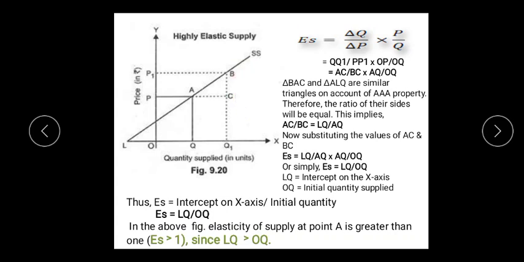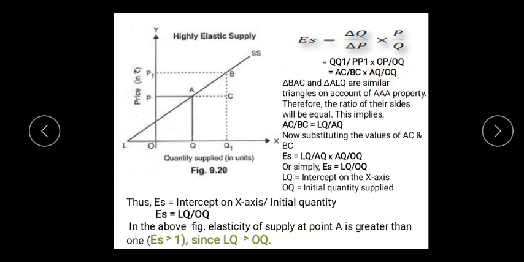So QQ1 is equal to AC and PP1 is equal to BC, and OP is equal to AQ. That is, OP is equal to AQ. Now substituting these values in this equation, what we will get? We will get elasticity of supply is equal to AC divided by BC into AQ divided by OQ.